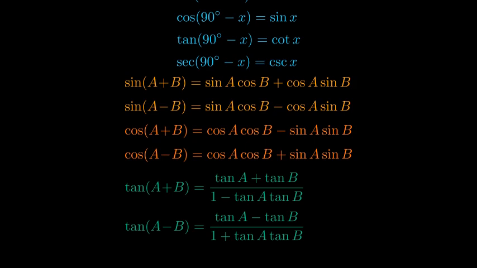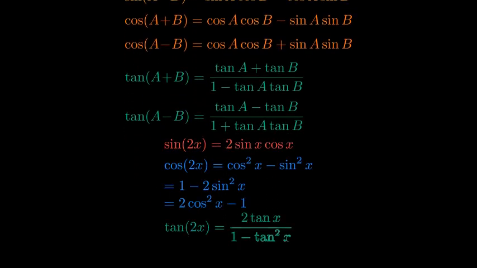Tangent of a plus b equals tangent a plus tangent b over 1 minus tangent a tangent b. Tangent of a minus b equals tangent a minus tangent b over 1 plus tangent a tangent b. Double angle and half angle formulas.